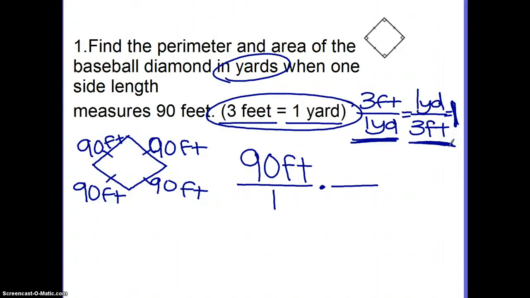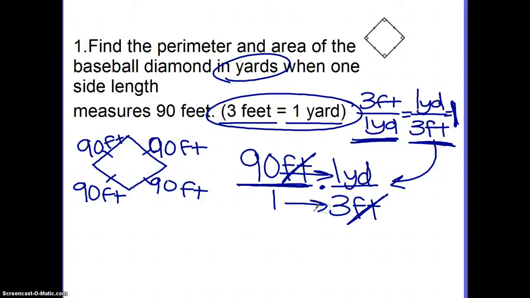And the way that I tell which one I am going to put is I've got feet on the top, so I'm going to need feet to go on the bottom. And that would be the second one that I wrote there. So I'm going to put 3 feet on the bottom and the 1 yard on the top. So we know the feet cancel out. And if I multiply straight across, I've got 90. And no more feet, I just have yards.